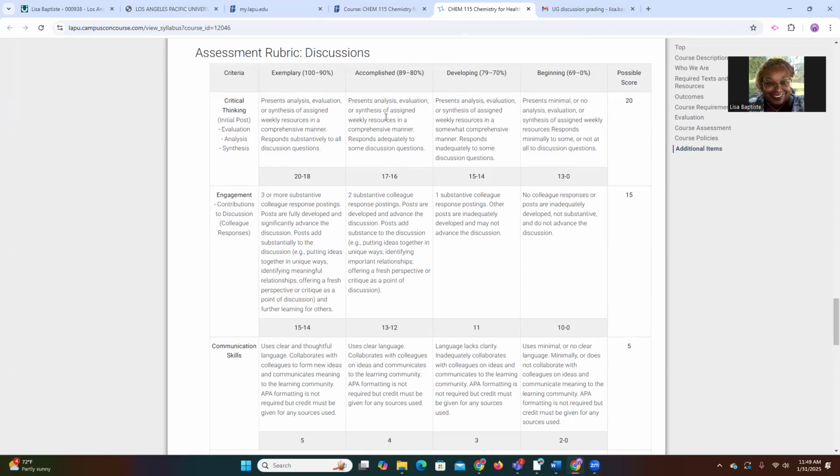It breaks down into 4 areas. Exemplary, which gets 18 to 20 points, is if you present analysis, evaluation, or synthesis of assigned weekly resources in a comprehensive manner and respond substantively to all discussion questions. Then there's the accomplished section, the developing section, and the beginning section, and the breakdown of points is listed underneath.